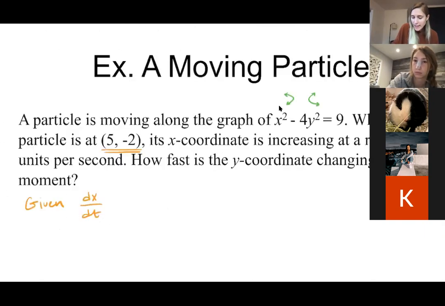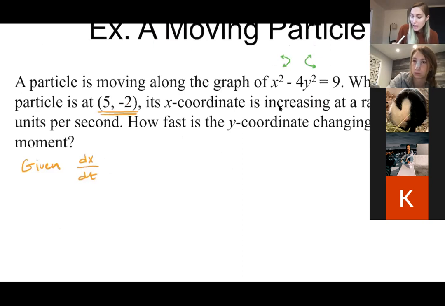And that rate is that the x coordinate is increasing at a rate of 3 units per second. Since x is increasing, that rate is going to be equal to +3 units per second. And if it were decreasing, we would say it's equal to -3 units per second.